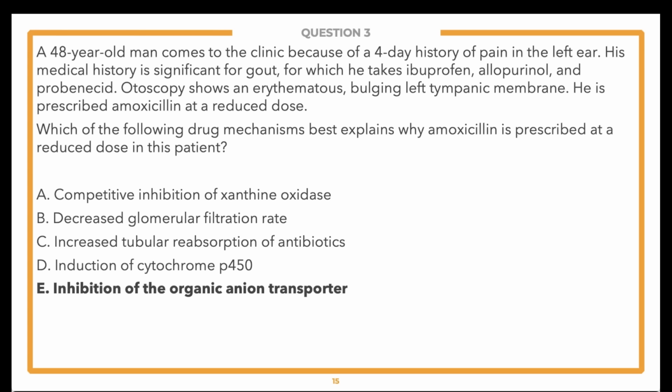So make sure you review that, and we're going to talk about why the other answer choices are incorrect here in just a second. So once again, we know why E is the correct answer. Let's talk about answer choice D, induction of cytochrome P450.